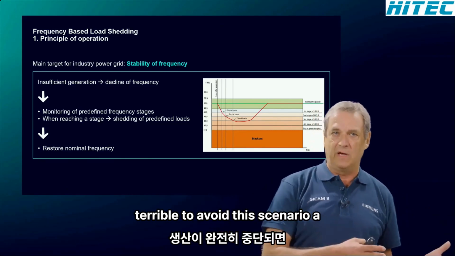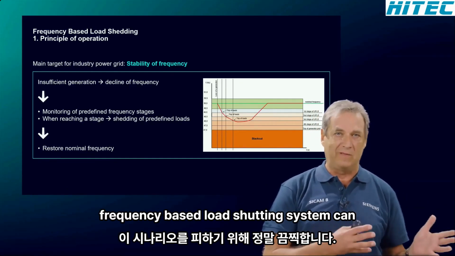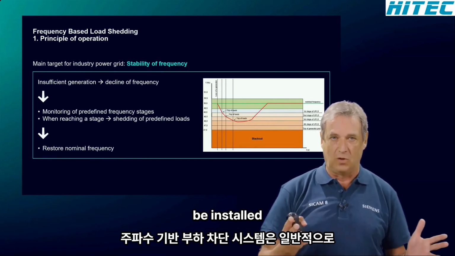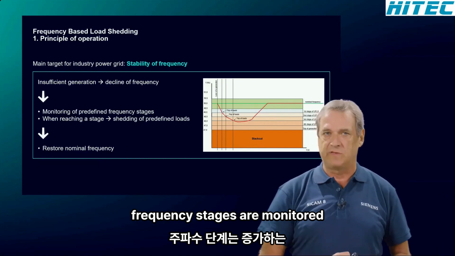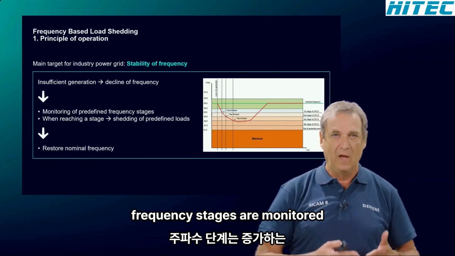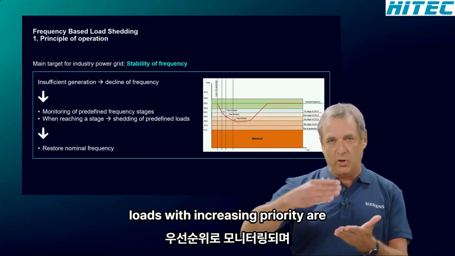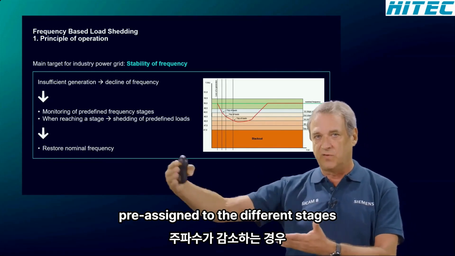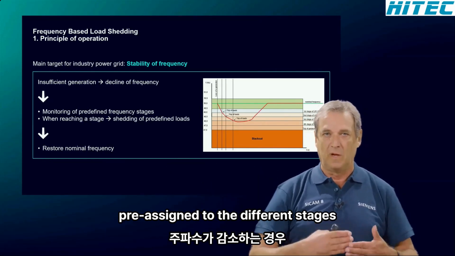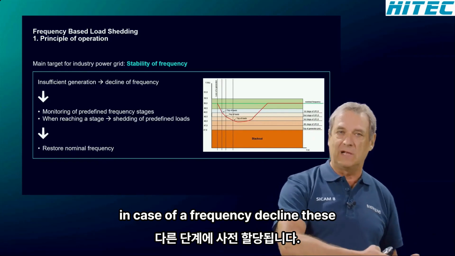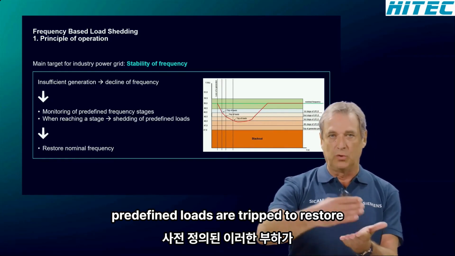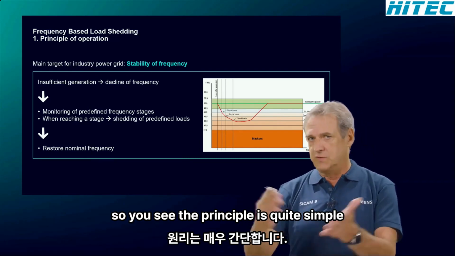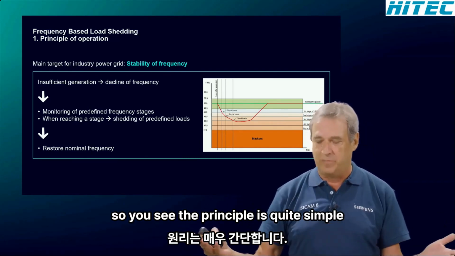To avoid this scenario, a frequency-based load shedding system can be installed. Usually between 2 and 6 under-frequency stages are monitored. Loads with increasing priority are pre-assigned to the different stages. In case of a frequency decline, these predefined loads are tripped to restore the nominal frequency. So you see, the principle is quite simple.